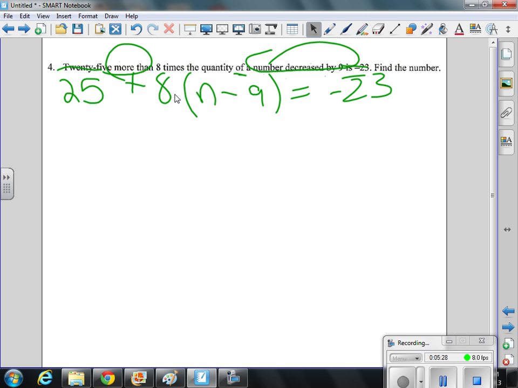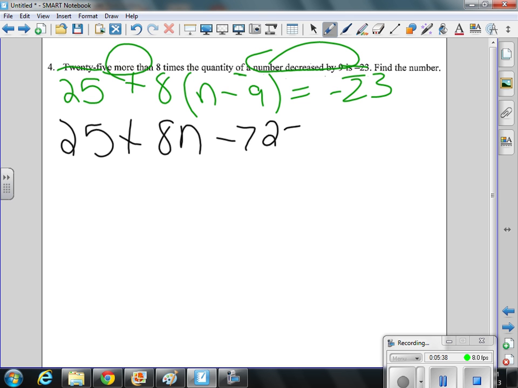So I'm going to take the distributive property and distribute the 8 to the n and the 9. Okay, from here, and if you have questions on how I got the 8n and the 72, I took the 8 times the n and the 8 times the 9. 9 times 8 is 72.